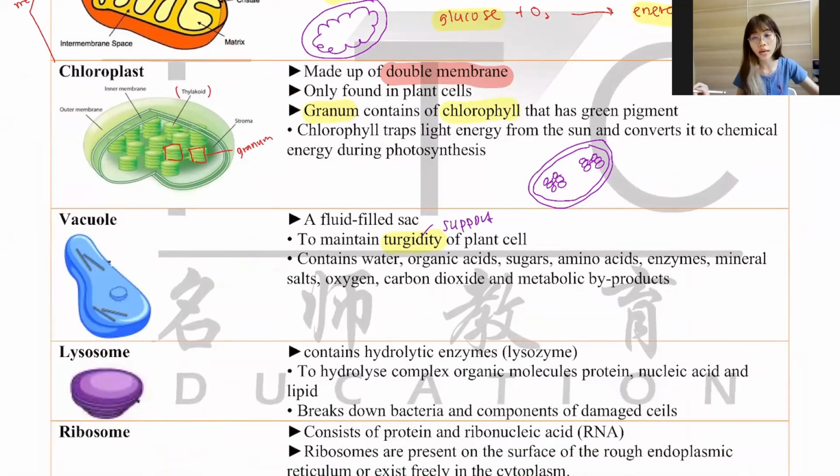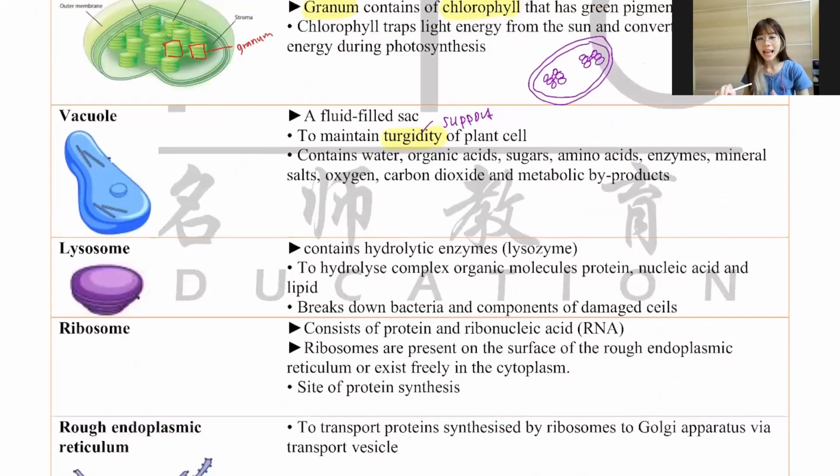What does it contain? Of course, we all know that it contains cell sap, right? So cell sap has water, amino acid, sugar, organic substances, enzyme, mineral, salt, oxygen, carbon dioxide. There are so many examples. In the exam, you can only choose 2 or 3 to remember. I think the easiest ones will be the gases and water, mineral, salt. But anything that you prefer also can. You just choose 2 to 3 to remember.